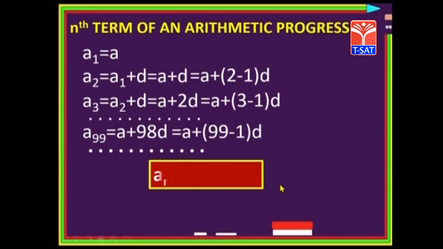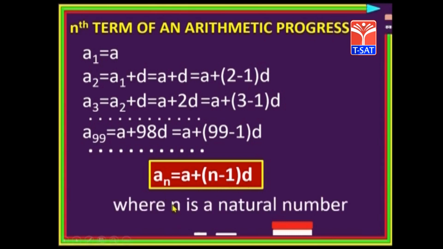Now, can you guess the nth term of an AP? Simple. An is equal to A plus (n minus 1) into D. Here we have n, and we have to reduce one number. Remember, this n is a natural number, so n should be 1, 2, 3, 4, because these are counting numbers: first term, second term, third term, fourth term. We cannot say minus 1 term or minus 2 term like that. That is why n should be a natural number, remember it.